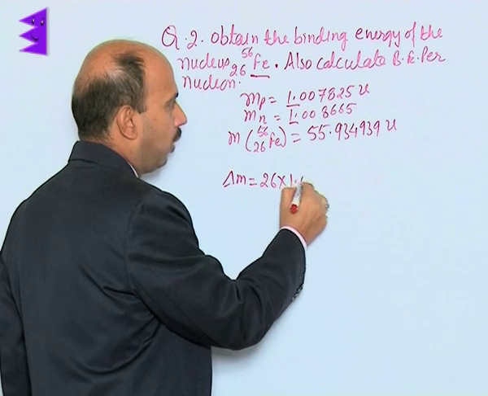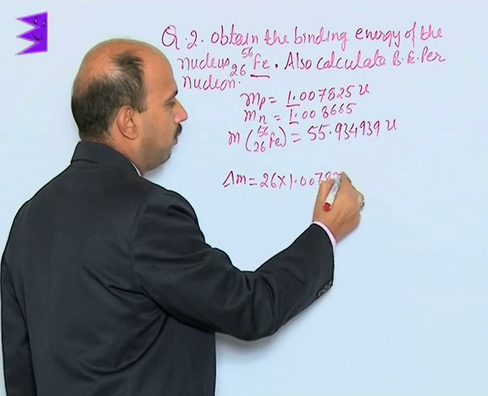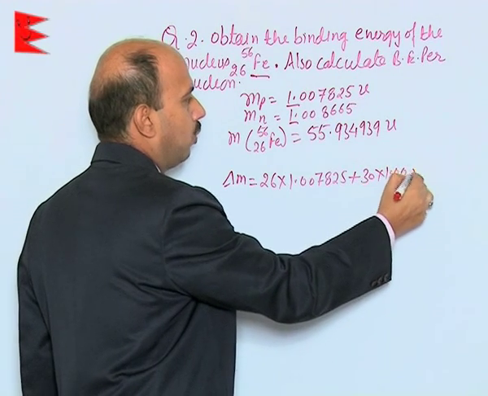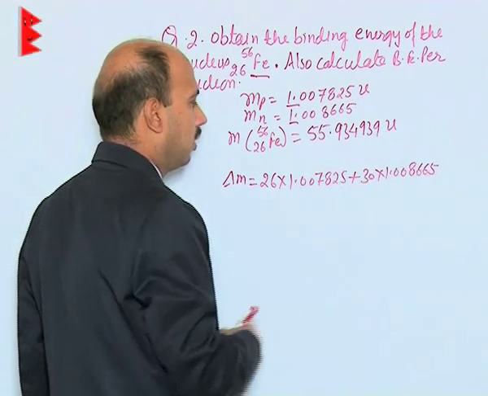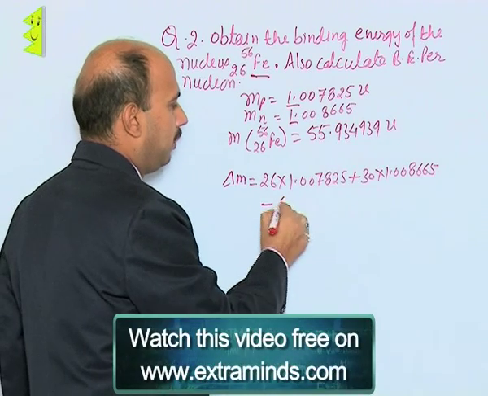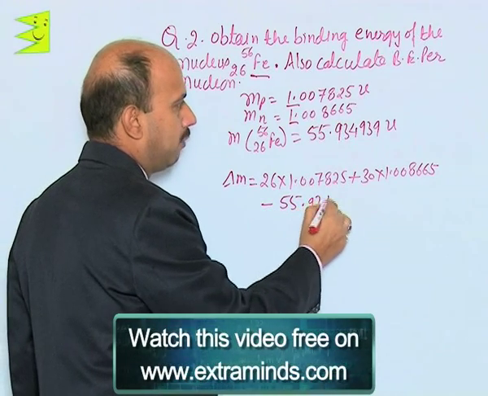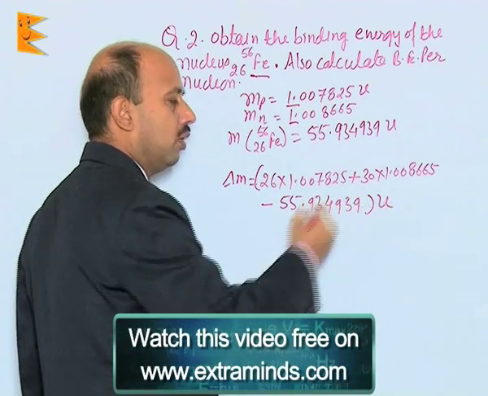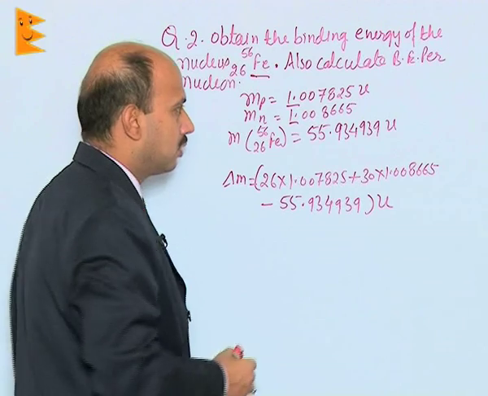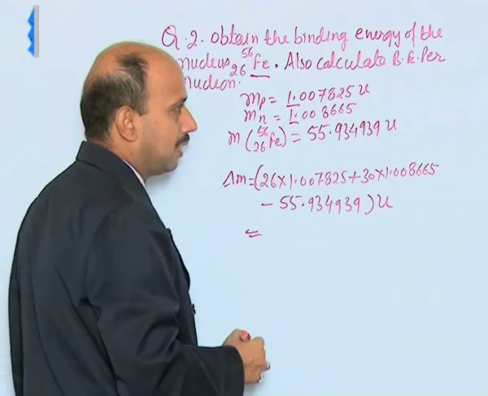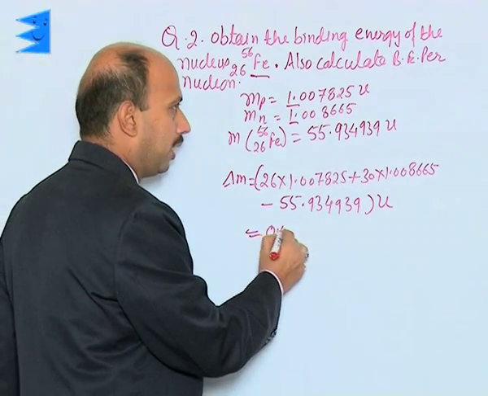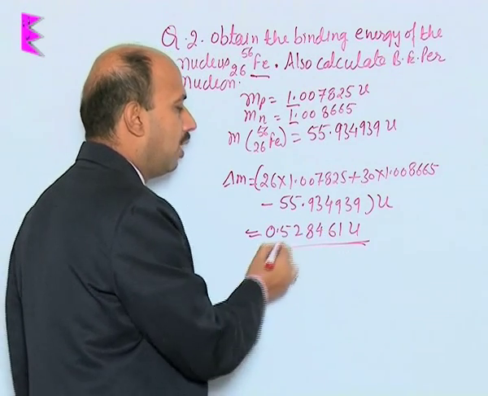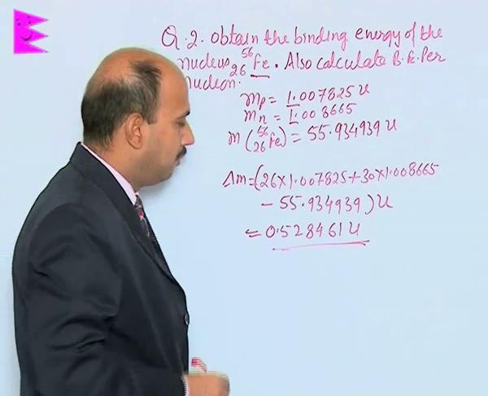26 into 1.007825 plus 30 into 1.008665 minus 55.934939. This will be in U, that is, atomic mass unit. When we subtract by solving, we will get 0.528461 U. This is the mass defect, delta M.